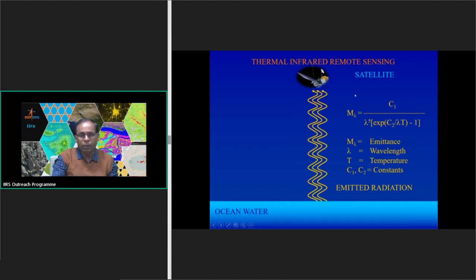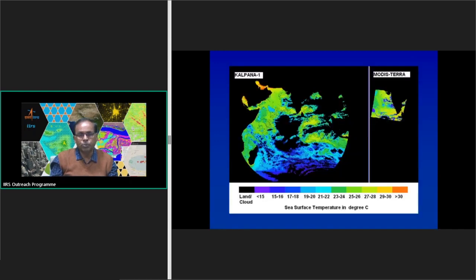And if you have a thermal sensor, you can detect the radiance. If you know the radiance M lambda, and this is Planck's equation, you can invert this Planck equation to get the temperature, because all other parameters are constant, and M lambda is detected by the satellite sensor. So the temperature of the object or sea surface temperature can be measured by the thermal sensor.